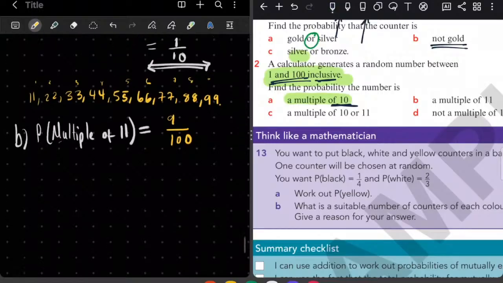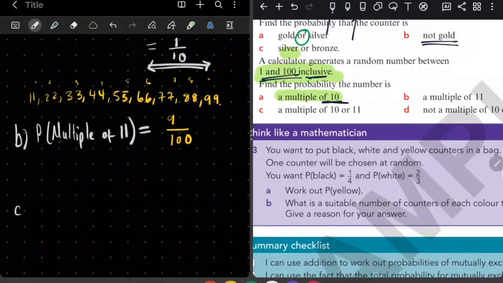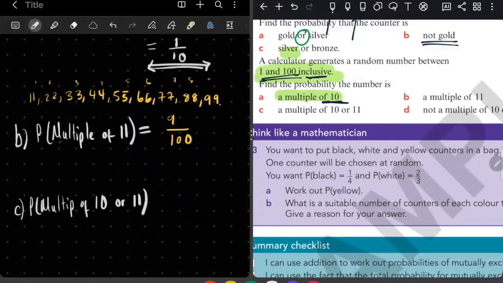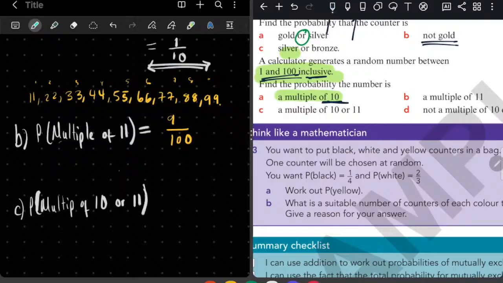Now we find the probability of, look at the third thing now. They want to see if we know the probability of multiple of 10 or 11. Right? They are checking if we know. When you see the word "or," then what do you know, class? Yes, we are now combining. Well done. What do you add? Probability of what? Multiple of 10, right? Multiple of 10 plus what? The probability of multiple of 11, right, class?